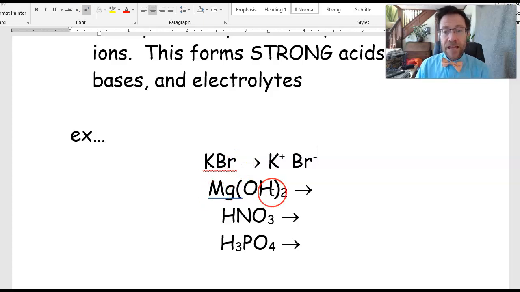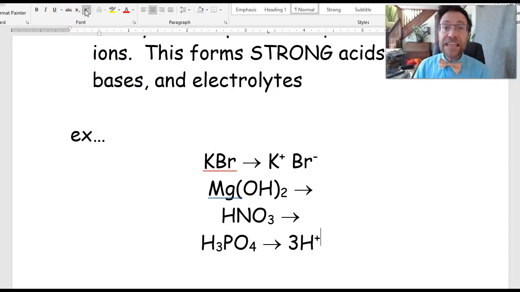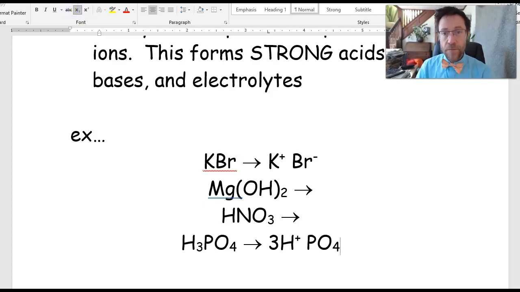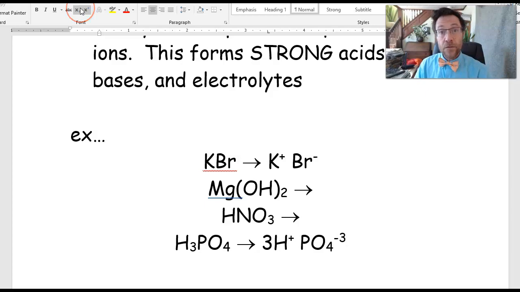Here you're going to make magnesium and two hydroxides, right? This guy right here is going to make a hydrogen and one NO3. And this one down here, is it monoprotic, diprotic, or triprotic? Do you guys remember that? Of course you do. You guys ain't fools. You're going to make 3 hydrogen ions, right? And you're going to make 1 PO4. There. See how that works?